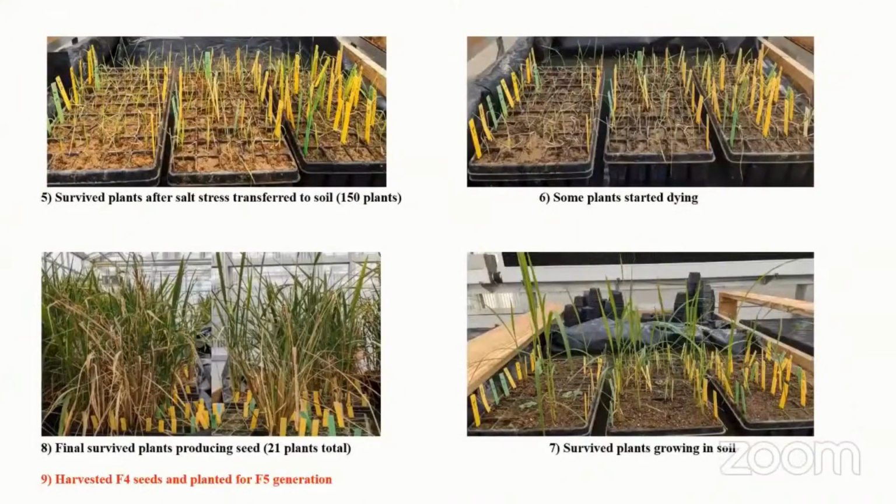And those are the parents and some of the selected lines after the salt stress. We transferred the stressed plants to the soil, and some of the plants started drying, and finally we found 21 plants in one population and 41 plants in the other population survived. We got seed from those stressed plants, harvested those seeds and grew them again for the next generations. And now we have harvested F4 seeds and planted for the F5 generation.